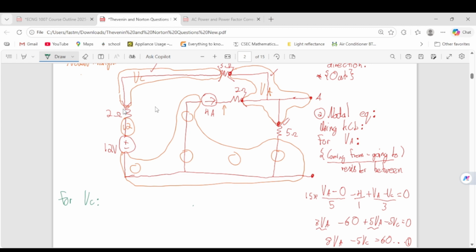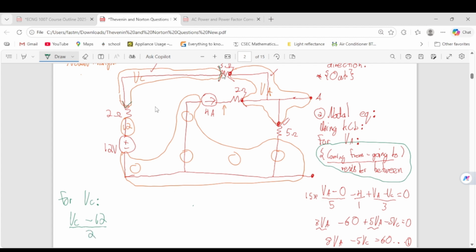same concept. So VC has two endpoints, which is this one here and this one here, and we already assume the current is going out. So you use the same thing: where you're coming from minus where you're going to, divided by the resistor in between. So for this one here, we're coming from VC and you go into 12, because that is the voltage for this node here, right? And you divide it by the resistor in between it.